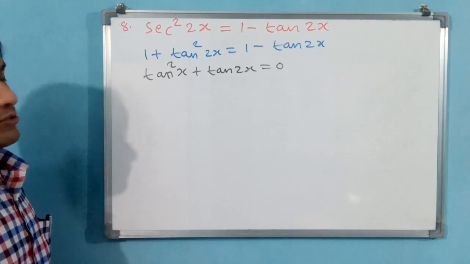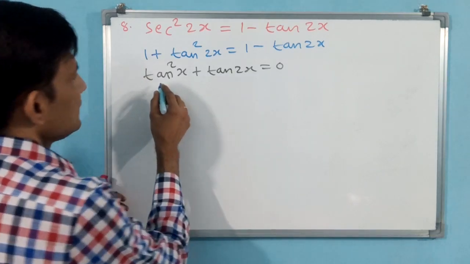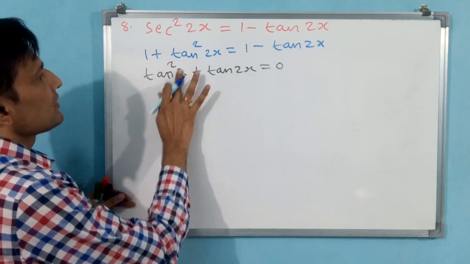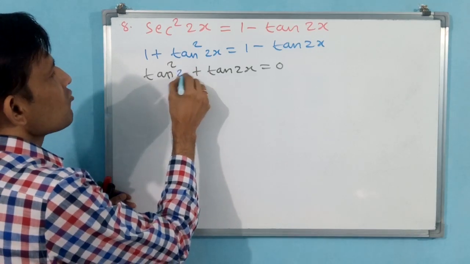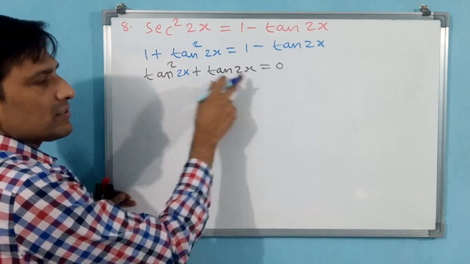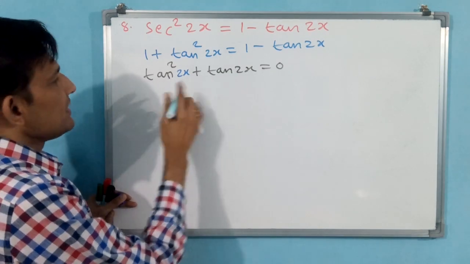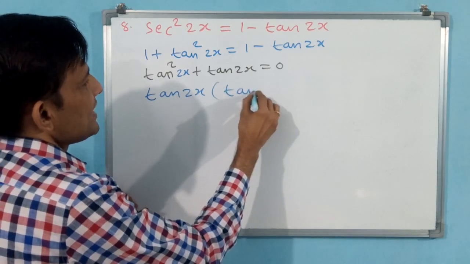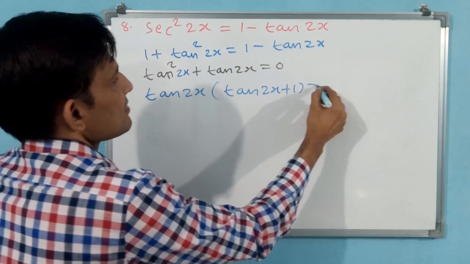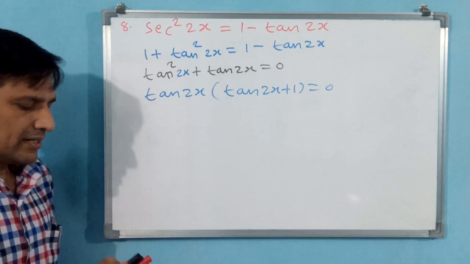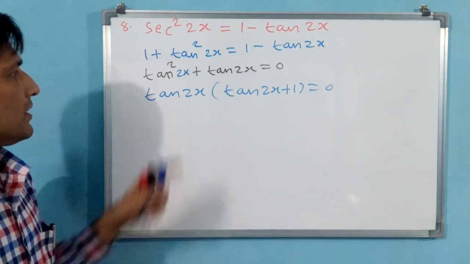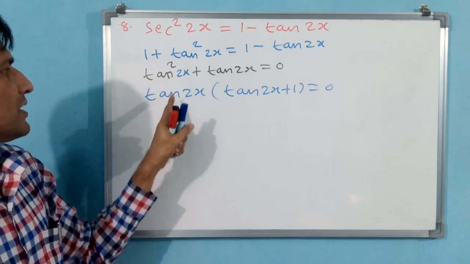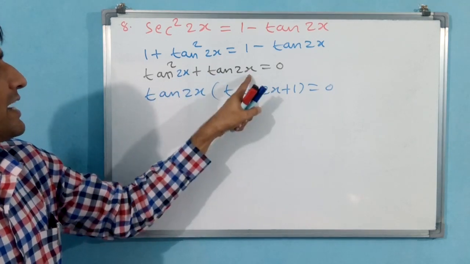Then what you have to take? You have to take common of tan 2x. See, tan square 2x, tan 2x, both tan 2x is there. Then you take common of tan 2x. If you take tan 2x common, tan 2x plus 1 is equal to 0 is going to become. Is it correct? Definitely correct. You see, tan square 2x, tan 2x into 1, tan 2x.